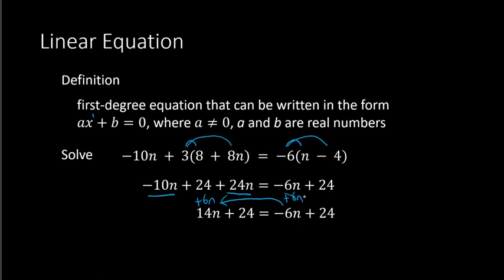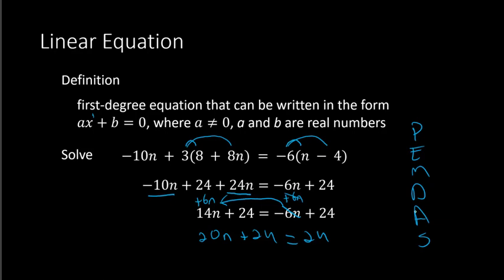When you do that, on the right side, 6n minus 6n would cancel out. On the left side, we would have 14n plus 6n, which gives you 20n. So we have 20n plus 24 equals 24. All right, so we've simplified. Now we have brought the variables to the same side of the equation. And then to finish off, you're going to work in reverse order of operations.